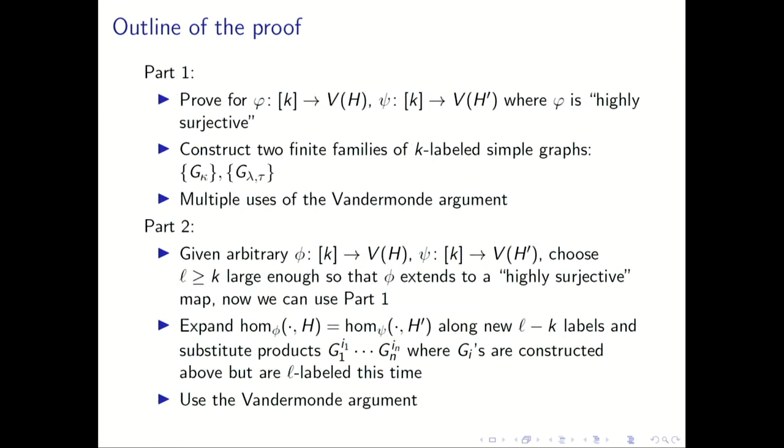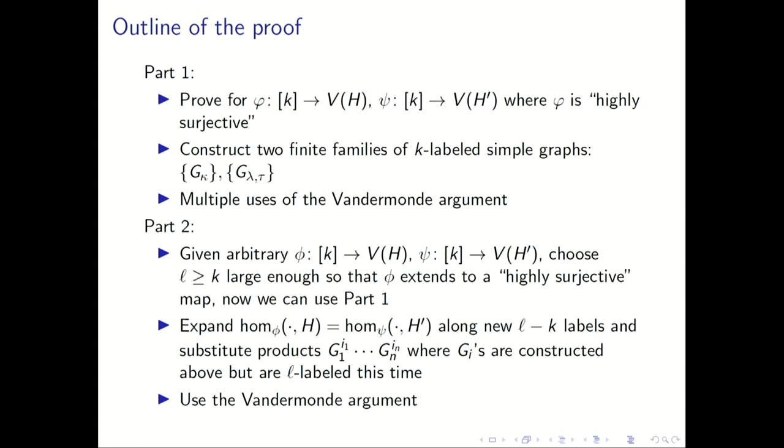So we work in the framework established in Lovász's paper. Our main proof is partitioned into 2 parts. In part 1, what we do is prove our main theorem, but assuming that one map, say phi, is highly surjective, that is, the preimage of any point has large cardinality. The exact bound is included in the corresponding statement.